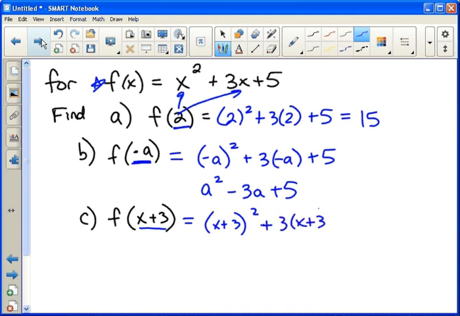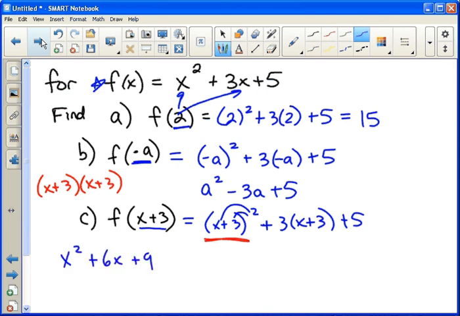Please, please, please do not just square each of those pieces inside individually. In other words, don't just say, okay, x squared is x squared and 3 squared is 9. That's wrong. Squared means times itself. So what you really need to do is FOIL this. (x plus 3) times (x plus 3). Okay, and if you FOIL that, you're going to get x squared plus 6x plus 9.